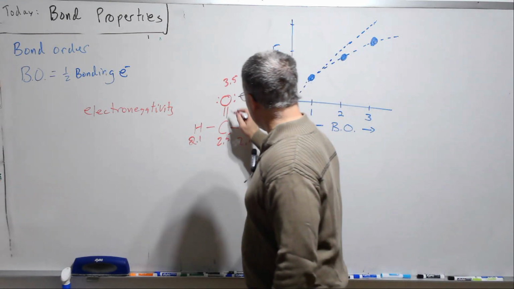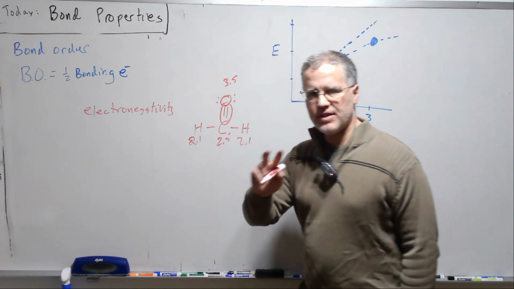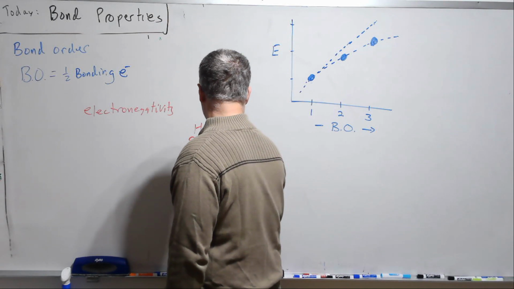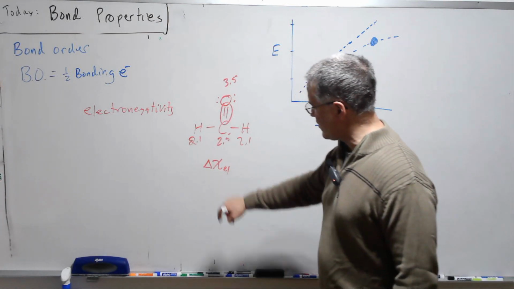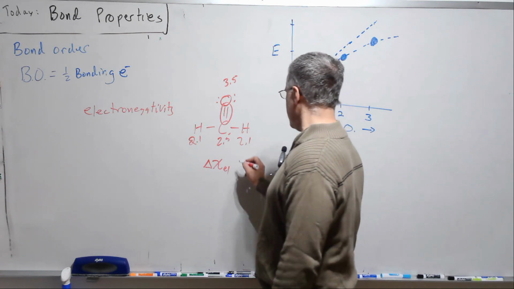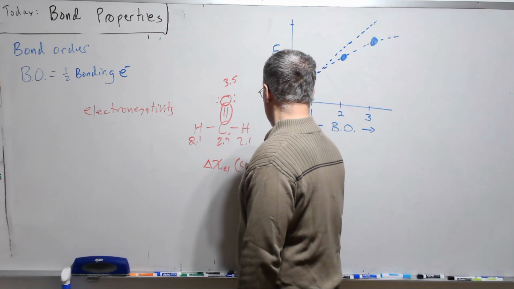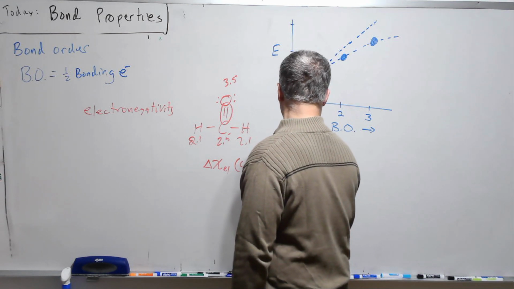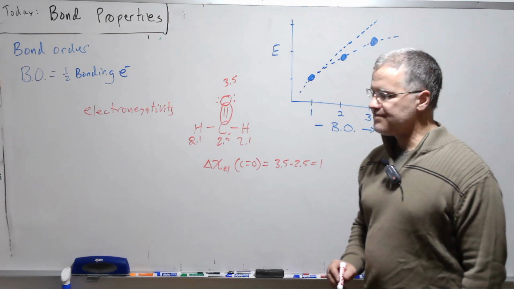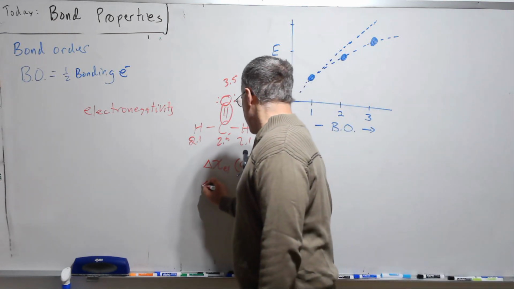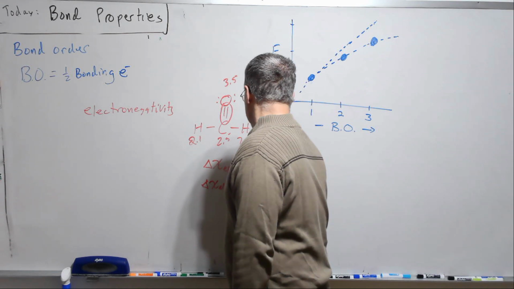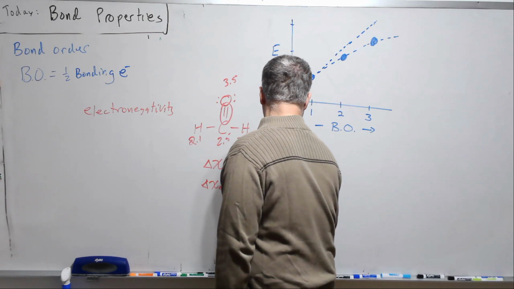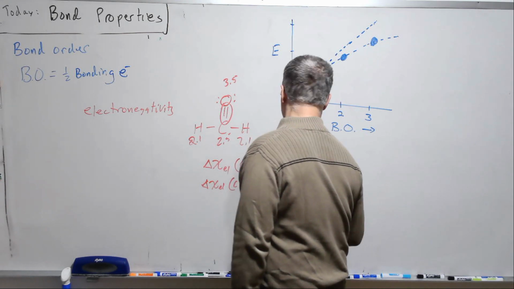And what we do is we look at any individual bond, and we look at the 2 atoms involved, and we calculate a delta chi-el. This is the change in electronegativity. So for this bond here, the carbon-oxygen double bond, that's going to be 3.5 minus 2.5 equals 1. And then for the carbon-hydrogen bond, that's 2.5 minus 2.1, which is 0.4.